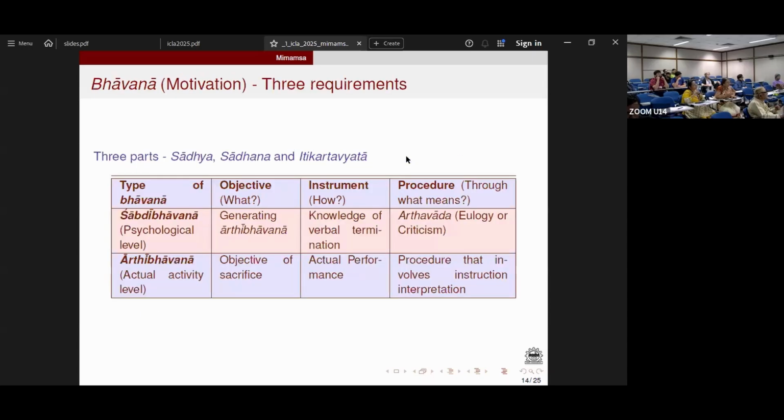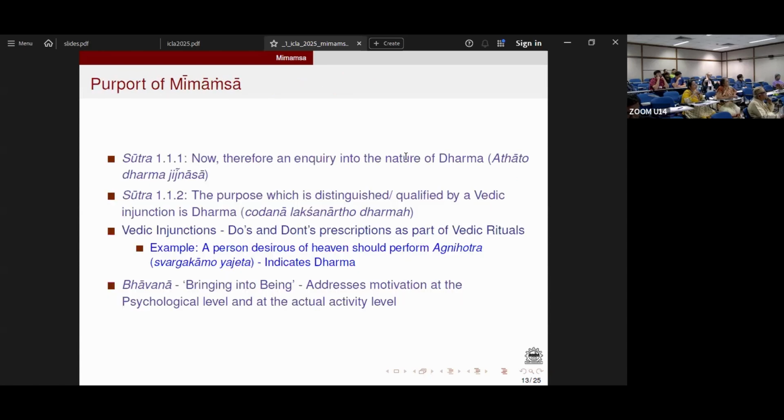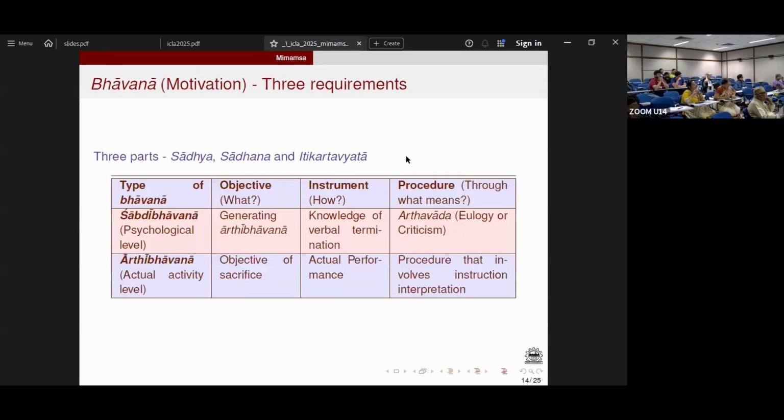So this bhavana, as we said, actually deals with two aspects. The psychology, it deals with motivation, but motivation to do something, both at the psychological level and at the actual activity level. So this is how I loosely translated Shabdi Bhavana and Arti Bhavana. Okay, so we talk about two things here. He also mentioned that towards the end, Shabdi Bhavana and Arti Bhavana.